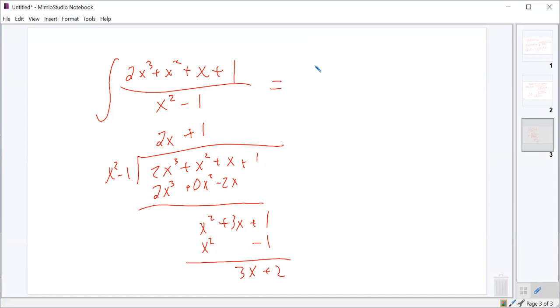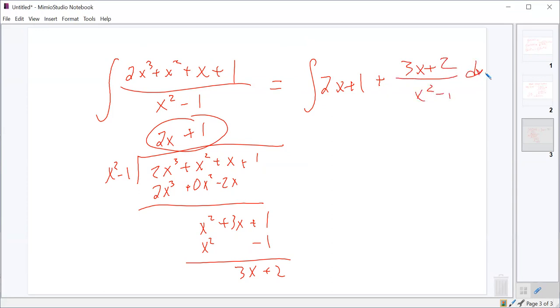And so we'd end up with the integral of 2x plus 1, the thing we got with our long division, plus 3x plus 2 over x squared minus 1 dx. And so always divide through the long division first if there's not an easy U substitution. Everybody good there? Obviously, then you finish doing this integral, right? You get x squared plus x plus the integral of 3x plus 2 over x squared minus 1.